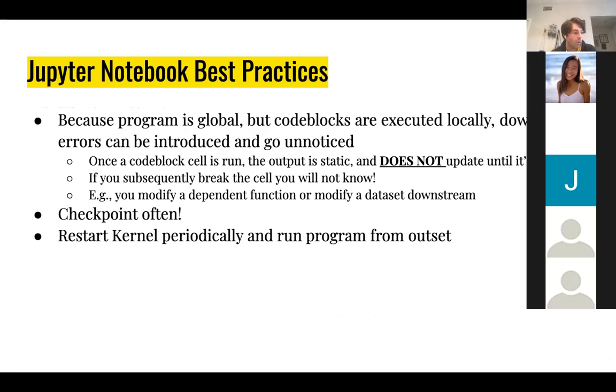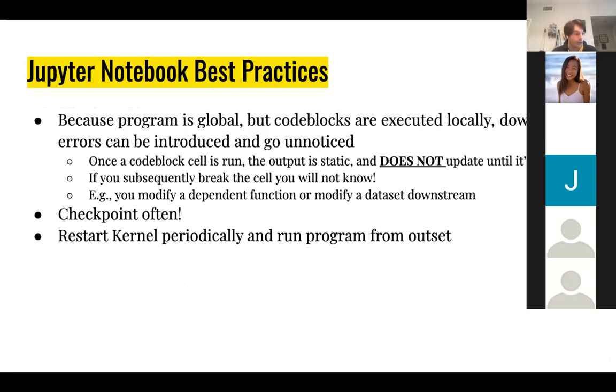Because the program is global, but your code blocks are executed locally, you can introduce downstream errors and those will go unnoticed. And the simple reason for that is that once a code block cell is run, the output is static and it will not update until it's run again.